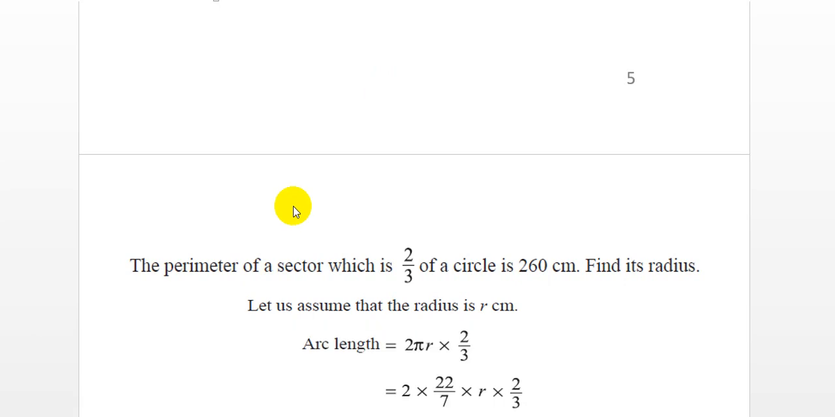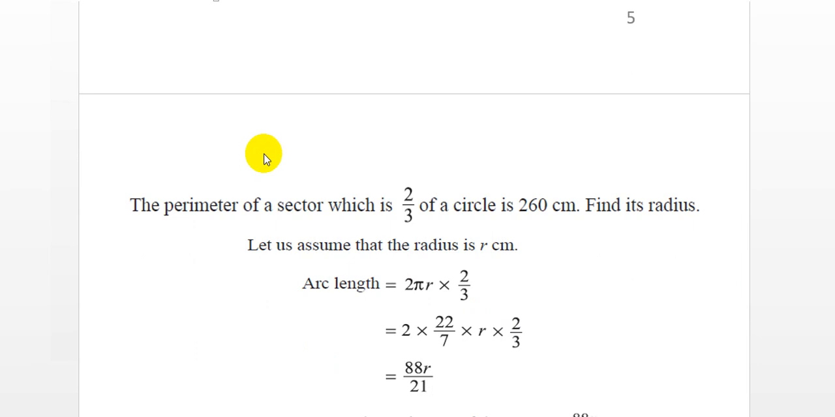So the theta value is not directly given in this question. Instead, it is referred to as a fractional value, which is 2/3 of the whole circle. So first we'll calculate the arc length, because the question says for us to find its radius. Directly applying the equation theta over 360 into 2 pi r plus 2r will be a little complicated for you. So therefore first we will calculate the arc length.